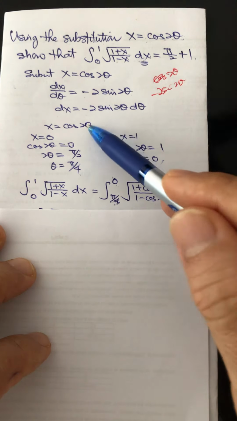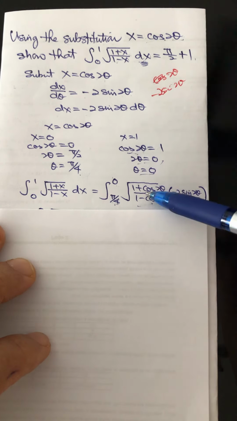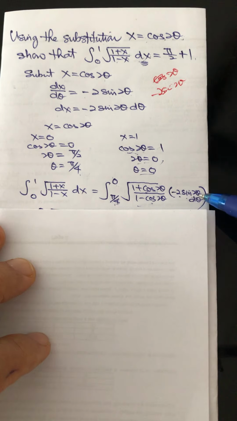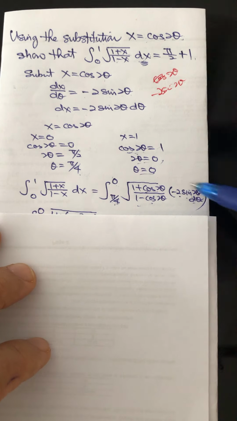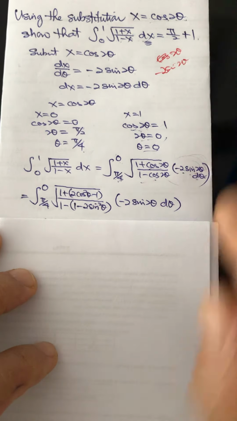And then this one I just change. I substitute cos 2 theta for the x. And then the dx also I change to this, negative 2 sine 2 theta d theta. Actually it's continuous because I got not enough space here. Okay, so this is what I get.